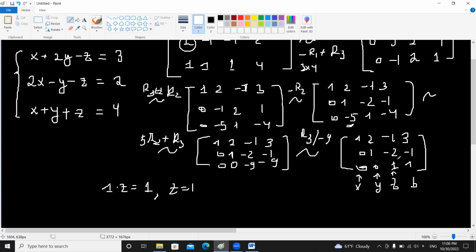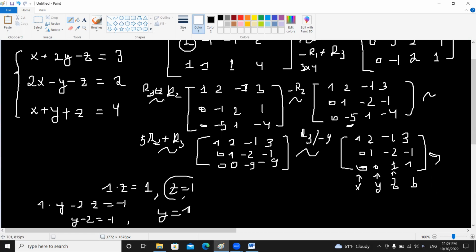In the next one, we can write the z value to this row. So what we get, let's see. So again, 0 times x, 1 times y, minus 2 times z equals to negative 1. So if z is 1, then y minus 2 equals to negative 1. From here, we get that y equals to 1.